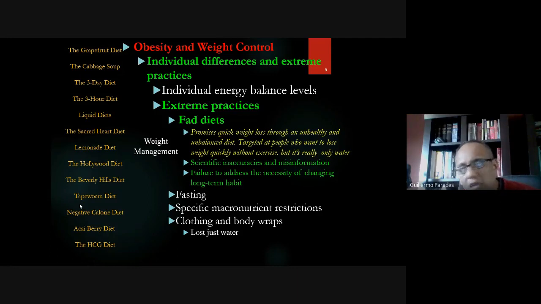I want you to hear those advertisements and tell me how much fat you lose and how long you're going to keep it off. Nobody's telling you. None of these advertisements tell you that it's going to be forever. Okay?